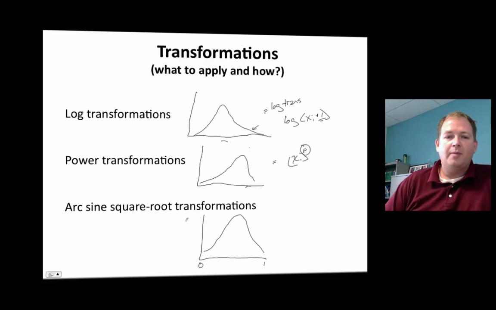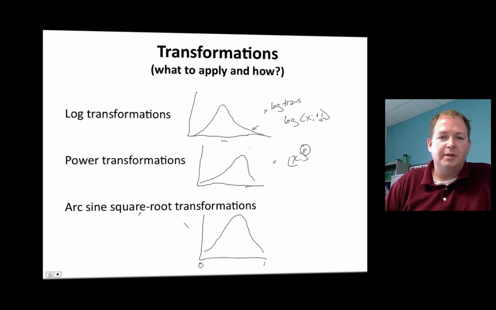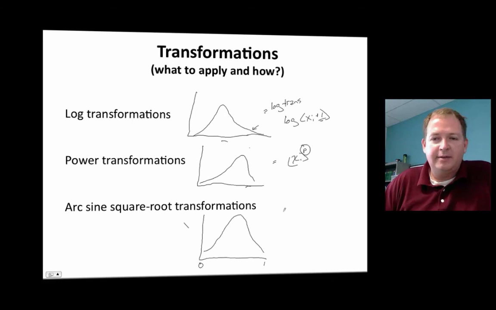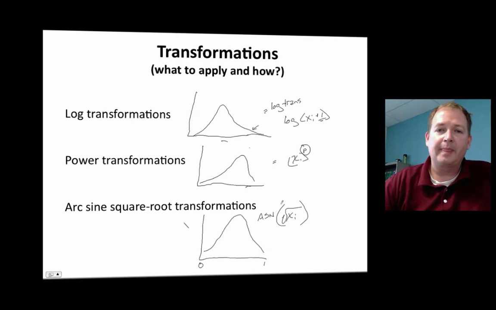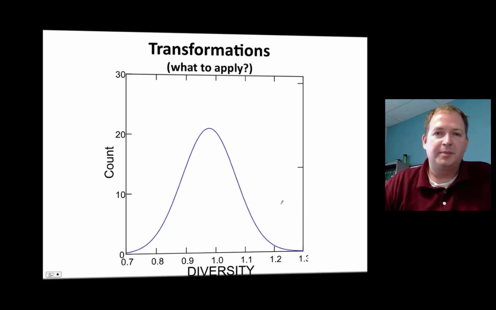What you can do on these is take the individual values, take the square root of that value, and then take the arcsine of that value. I know it's a strange sounding transformation, but what it does is even out or extend the tails of that distribution. Let me show you some examples.